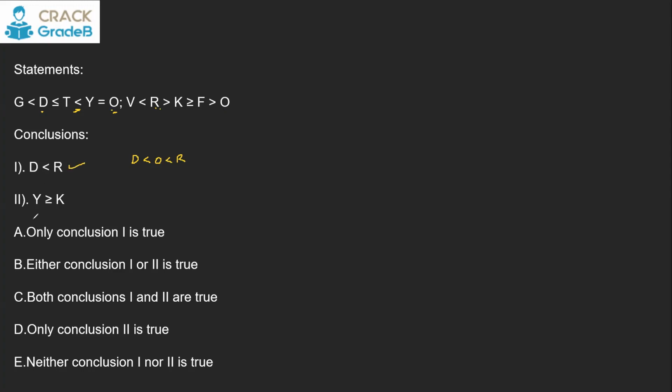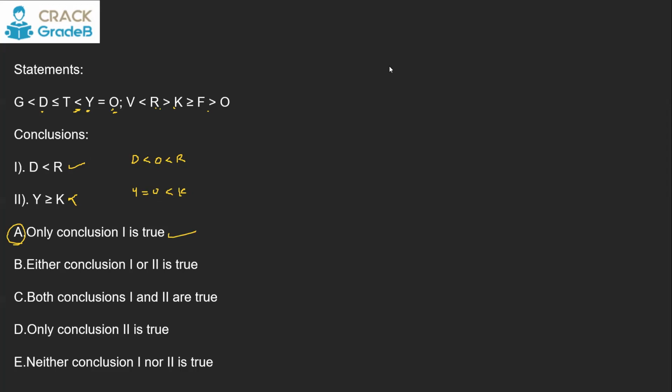Yes. Between Y and K, Y is equal to O and K is greater than O. So we can say Y is equal to O and K is greater than O. So K will be greater than Y. So that is a wrong conclusion. So only conclusion 1 will be a true conclusion.